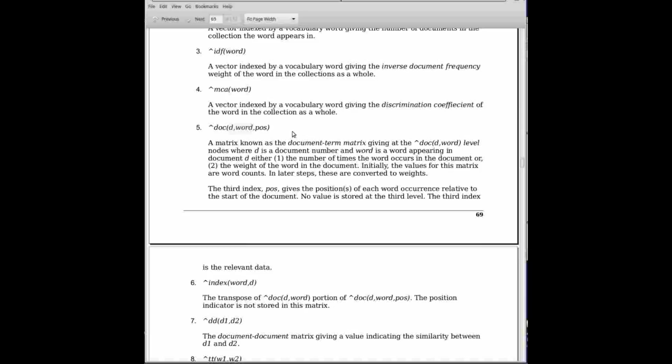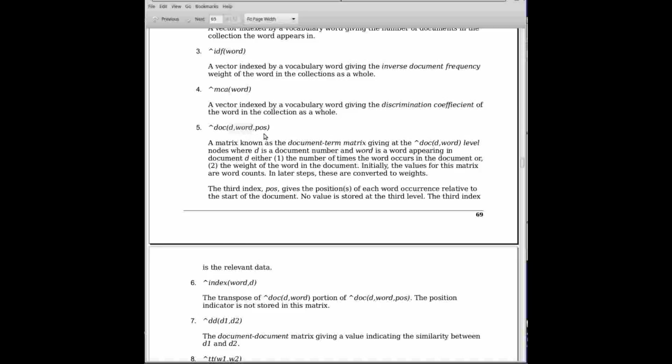The next one is the document term matrix. The basic document term matrix consists of the document number and the word. So the document number is the row, and going across the row are the words. At each position for a given document number and a given word, we will store initially the number of times the word occurs in the document. We've already done that when we created the document term matrix. In later steps of this project, the value stored here will be the weight of the term in the document. We'll have to calculate that. Initially, it's simply a count. Later on, it's a weight.